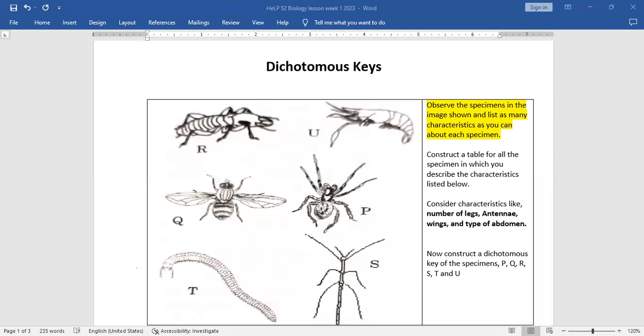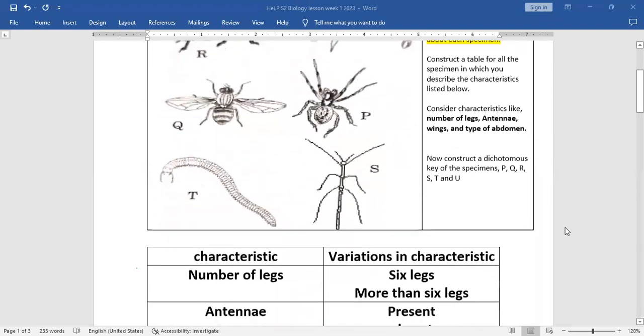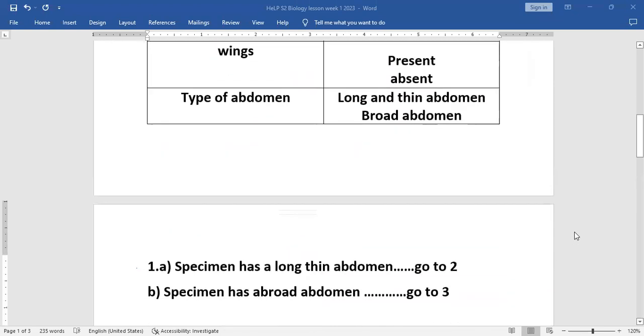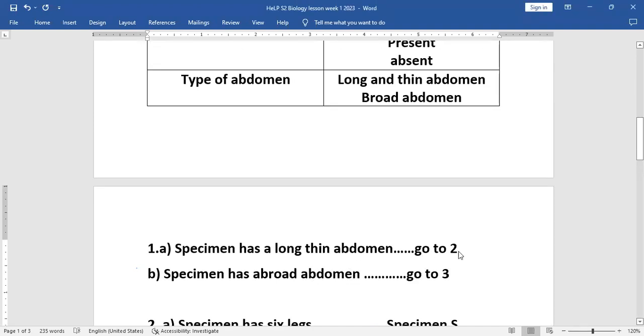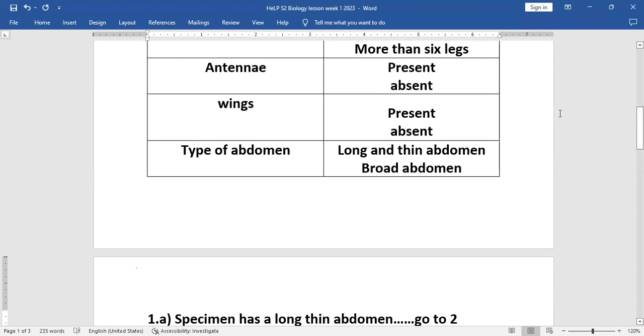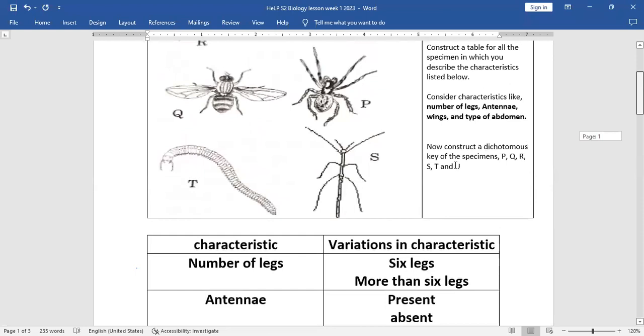So I'm going to give us homework. For me, the one I have done with you, I started with the type of the abdomen, whether it was long and thin or broad. So the homework I'm giving you, construct a dichotomous key of specimens P, Q, R, S, T, and U.